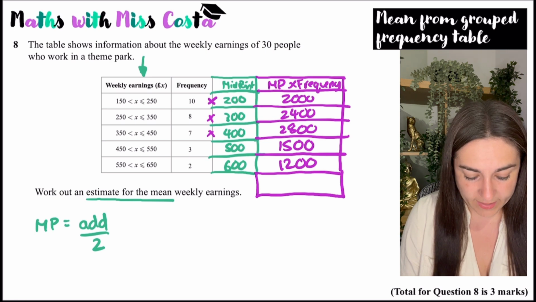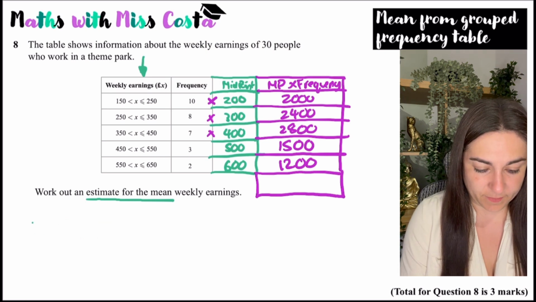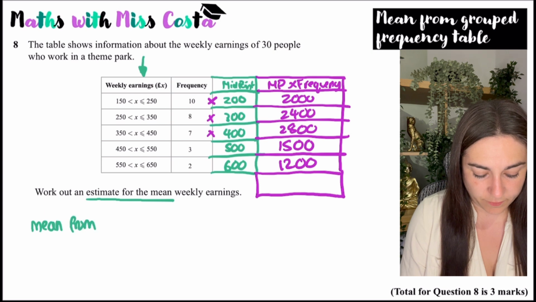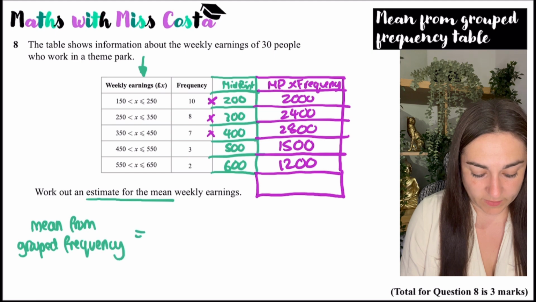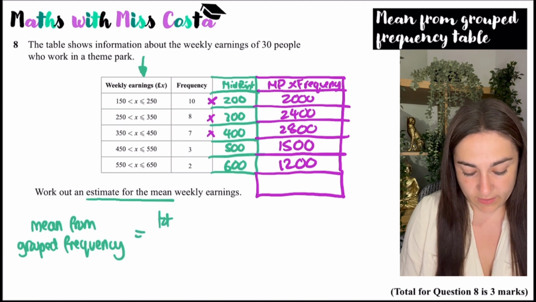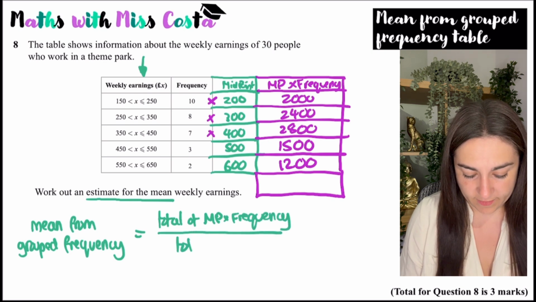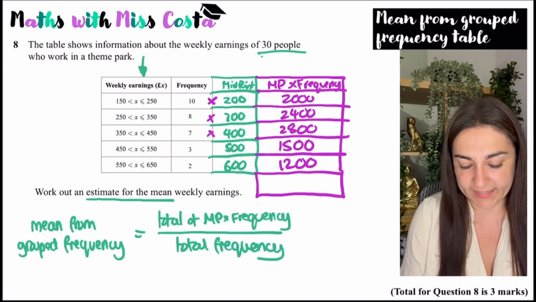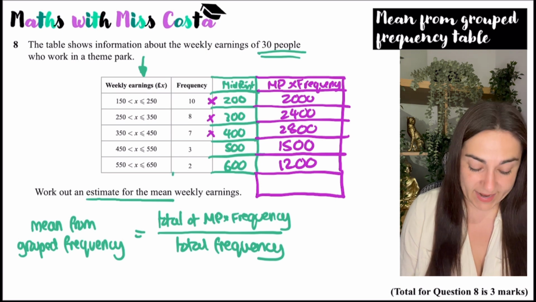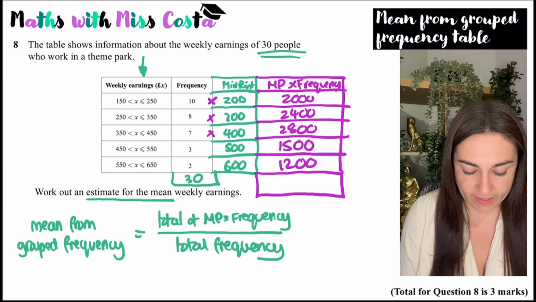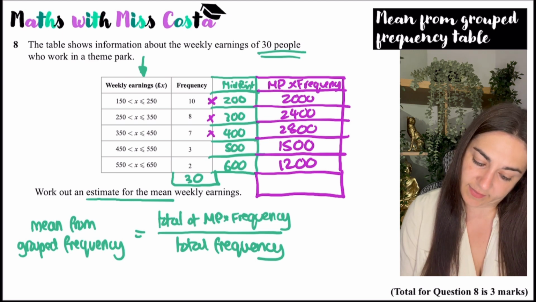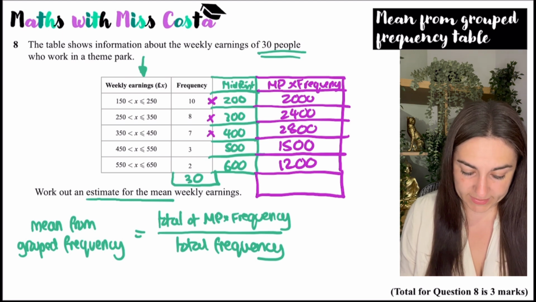And then to work out an estimate for the mean from a grouped frequency table, what I would do is I'd have to do the total of the midpoint times frequency column divided by the total frequency. Generally in these questions, they tell you what the total frequency is. They've told me that it's 30 people, but if they hadn't, I would just add this column up and know it came to 30. I want to add this column up now, my midpoint times frequency.